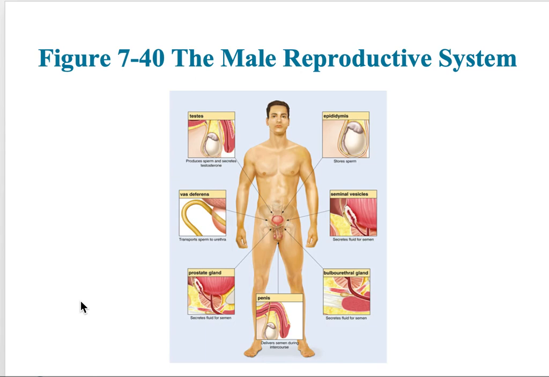Our last two components, thank you for sticking in with us. We have the male and female reproductive systems. Again, the testes, epididymis, vas deferens, the seminal vesicles, prostate gland, bulbourethral gland, and then the penis. Basically the male sex cell is the spermatocyte.